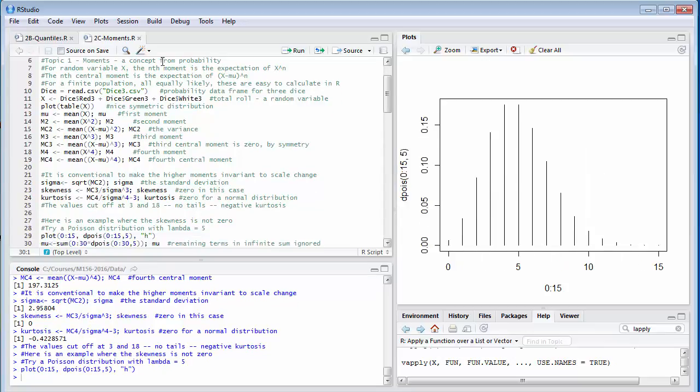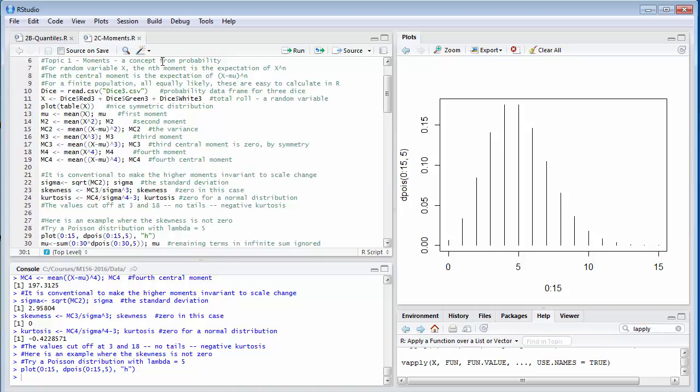Let's look at an example where the skewness is not 0 because the distribution's not symmetrical. We'll spend a lot of time on Poisson distributions, but for tonight I'll just give you an example of one. Here I have plotted the Poisson distribution with a parameter lambda equals 5. That means the expectation is going to equal 5. And I've plotted this from 0 to 15. Beyond 15, the values are so small as not to be worth plotting.